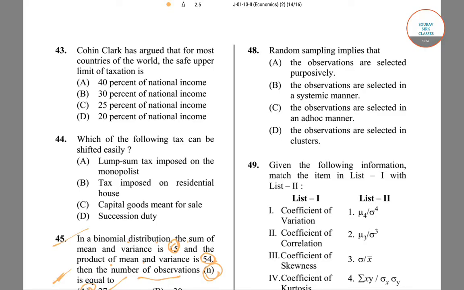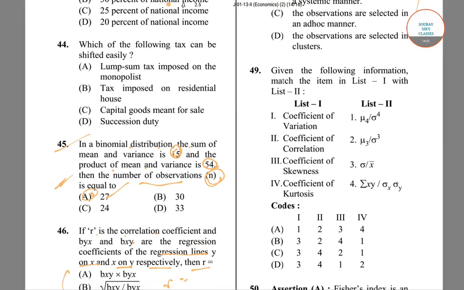Now we'll come to question number 48. It is given: random sampling implies that which of the following. For this I'll be giving you a couple of seconds before I answer the right option. So we know the right option is that observations are selected in a systematic manner. So for question number 48 the right answer is option B. Now we'll go to question number 49.